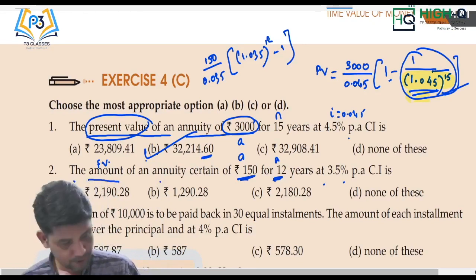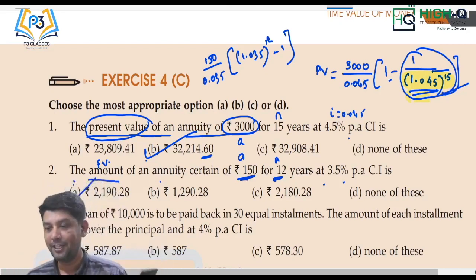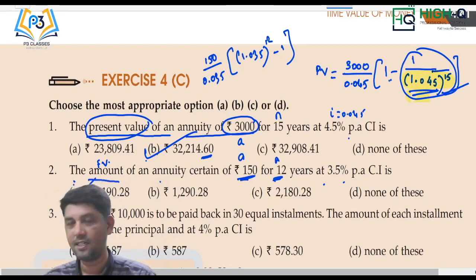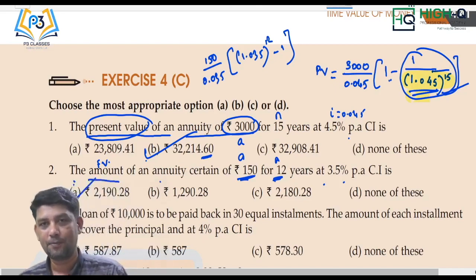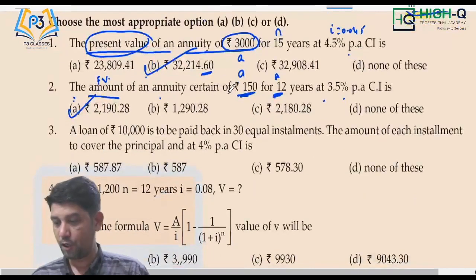2190.29. See, in this question I'm getting the exact answer. Sometimes I'm getting the exact answer, sometimes I'm not getting the exact answer. It doesn't mean that you are right or wrong, my dear. It is based on your approach. That's it. Henceforth, I'm not going to do it.